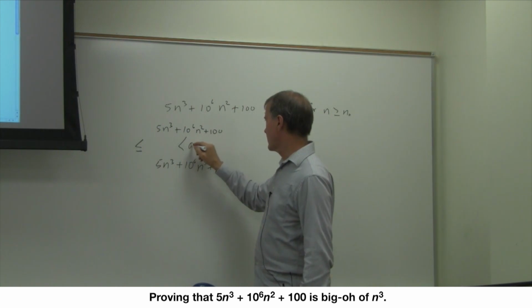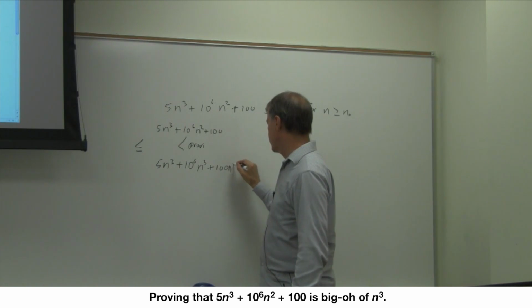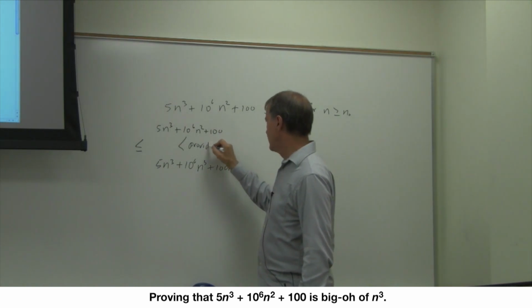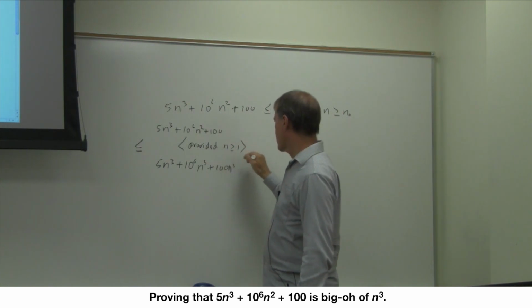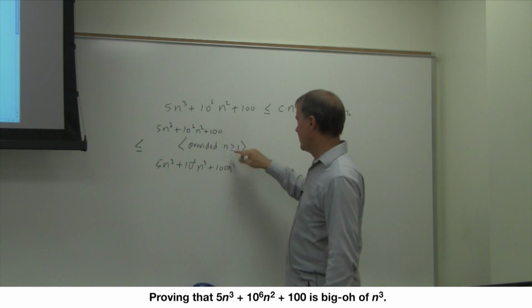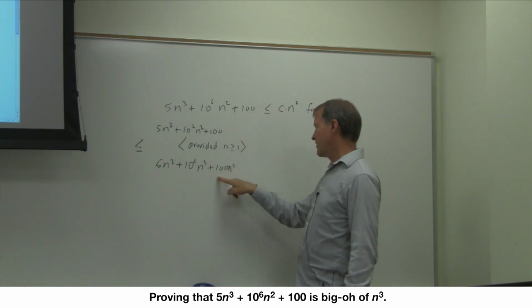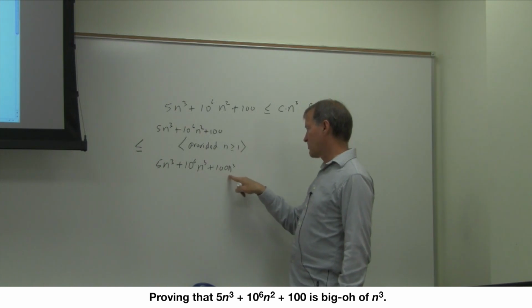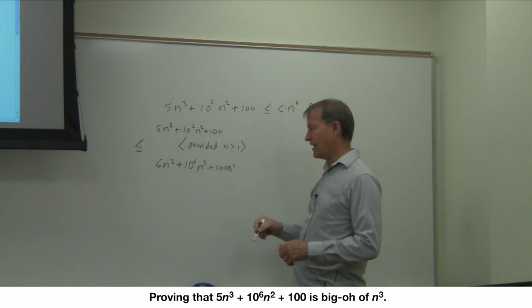This is provided, oh wait, well yeah, n cubed. This is provided n is greater than or equal to 1. As long as n is greater than or equal to 1, then this is less than or equal to this, right? Because we're multiplying this 100 by something that's bigger than 1, right? Yeah, I think that's the first step.